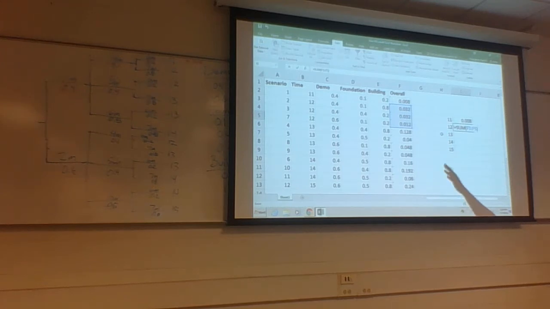Demolition takes 1 month, and Foundation takes 5, and Building takes 7. Now it's like, or this is Building takes 6. Now there are other ways to get to 12. This happens, or this happens, or this happens, so we have to use sum.